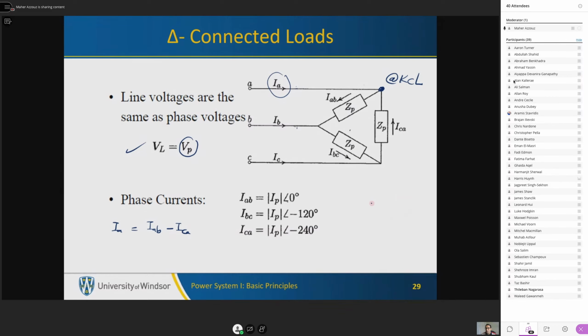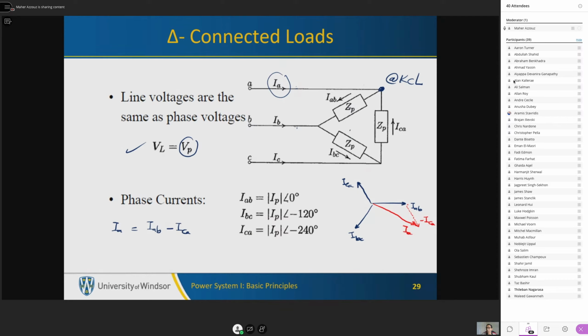So if you have the phase currents, this is IAB, this is IBC, and this is ICA, and you want to get the line current, let's consider IA. So IA is equal to IAB minus ICA. Minus ICA has the same magnitude, but in the opposite direction. This is minus ICA. You connect these, the summation together, this will be IA.